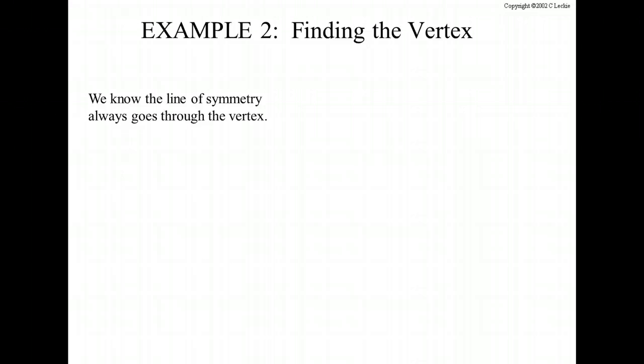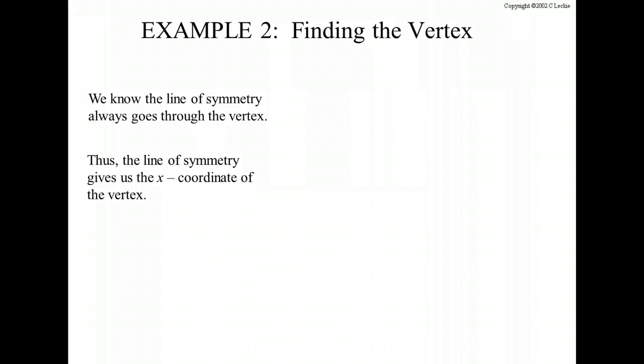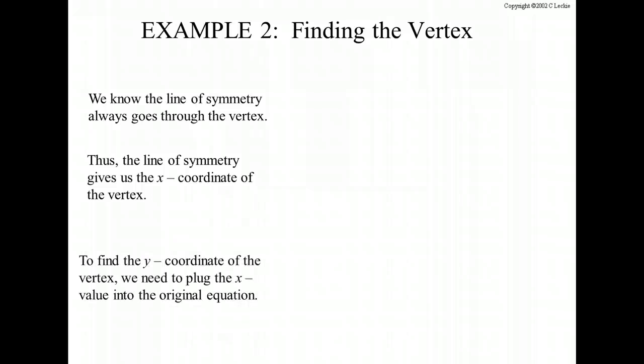After we have the line of symmetry, we want to find the vertex. Since we know the symmetry line goes through the vertex, we're going to use the x coordinate that we find. We're going to substitute it into our equation, and we're going to solve for y.